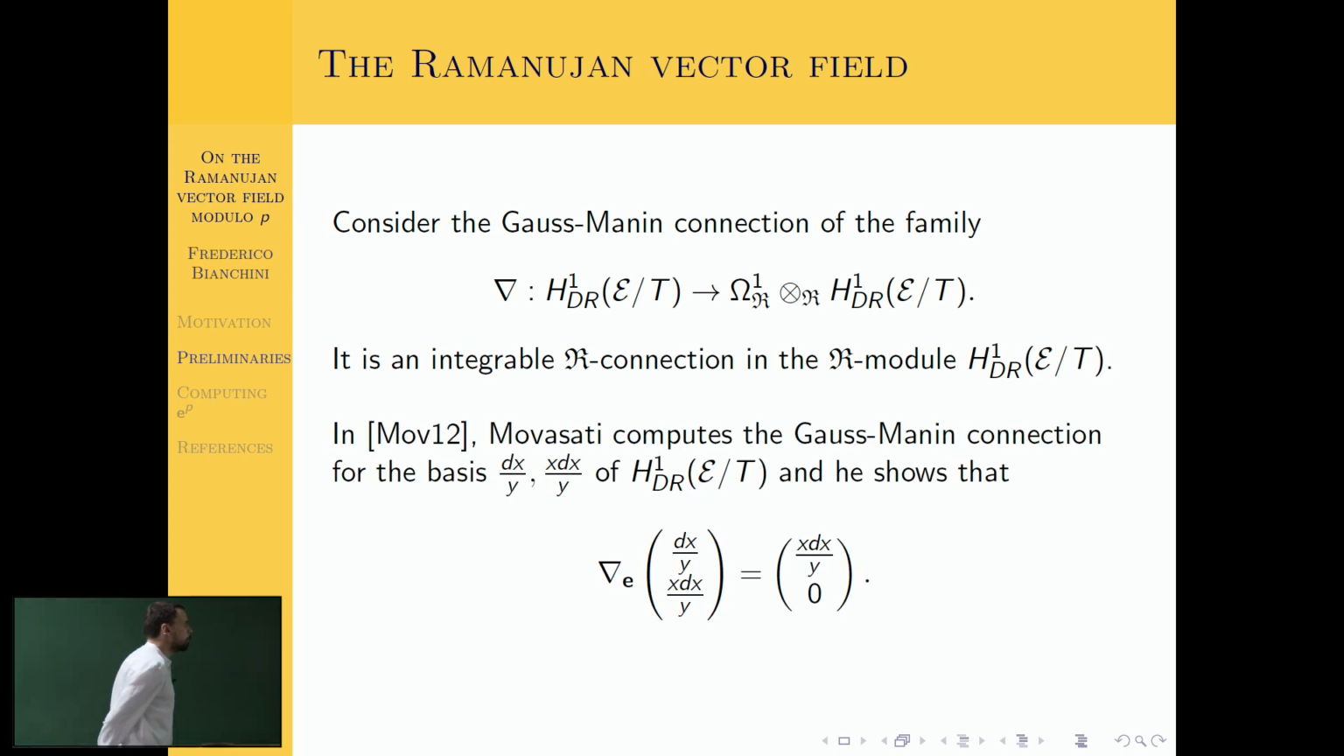So Hossein computes this connection explicitly, for this basis here, which is the differential forms of first and second kinds in the elliptic curve. And he shows that when you compose with the Ramanujan vector field, it's a very simple thing. So dx goes to x dx over y, and x dx over y goes to 0.